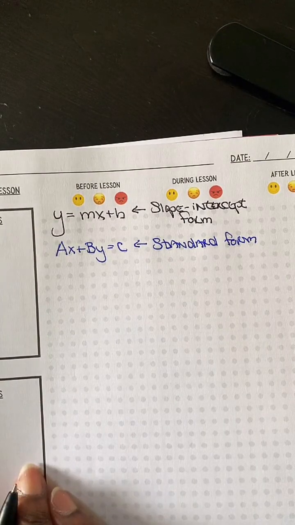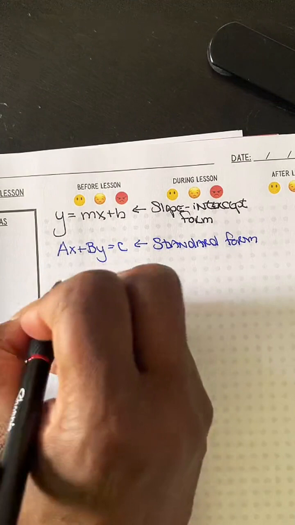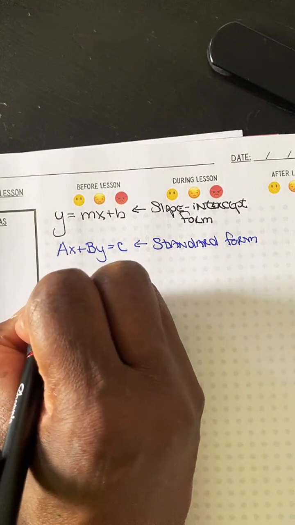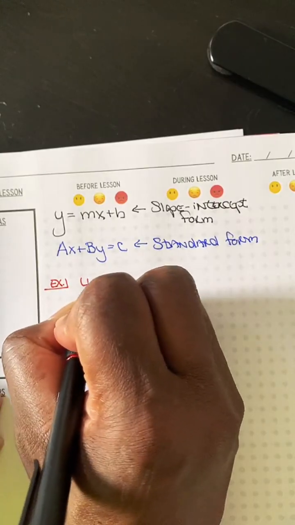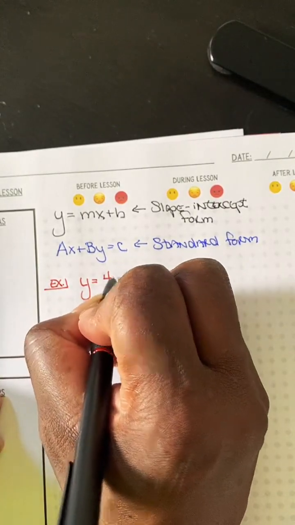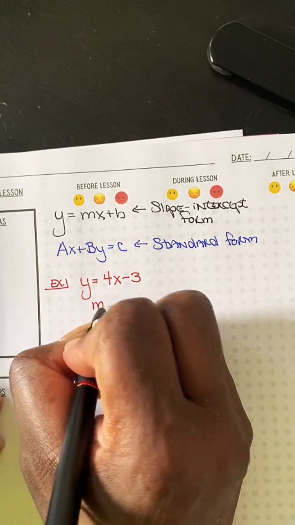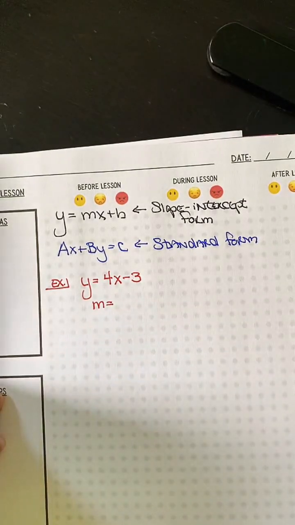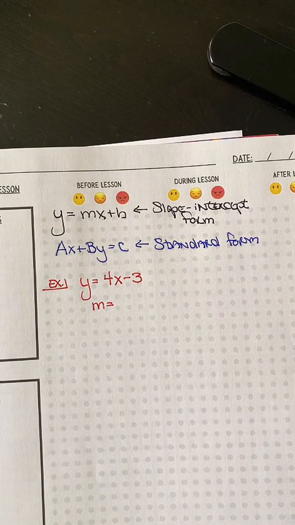So if you get something, and for some reason, let's say you get an equation that says y equals 4x minus 3. What is your slope?